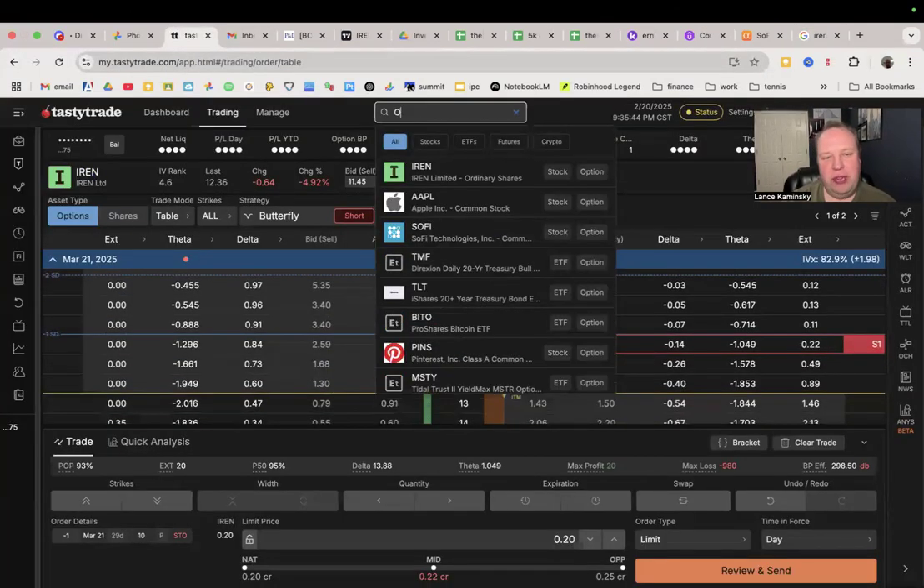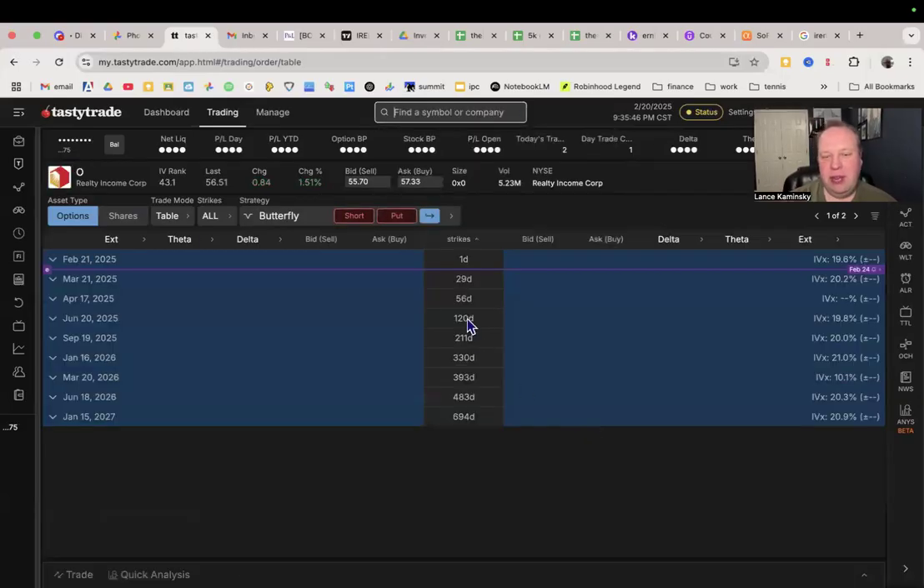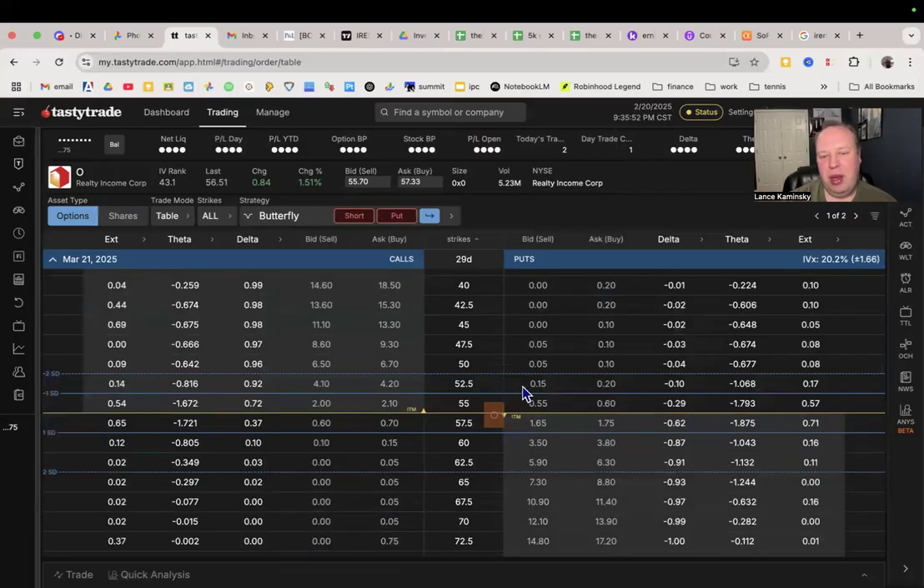Like if I did Realty Income, that's a REIT that doesn't have much volatility. It might be a little higher because earnings are coming up, but 56 is its current price. If I sold at 52.5, it's only taking in like $17. So you can see it just by doing that.